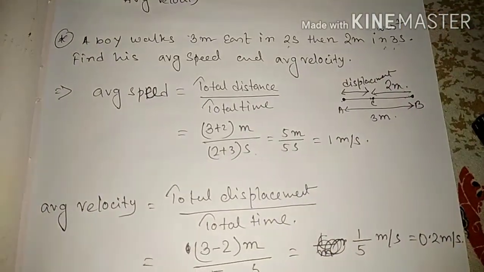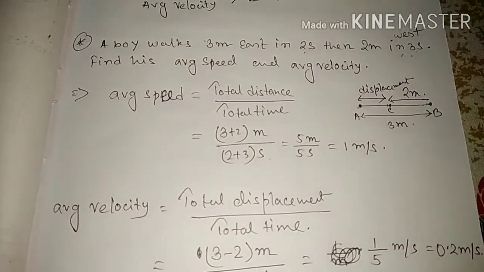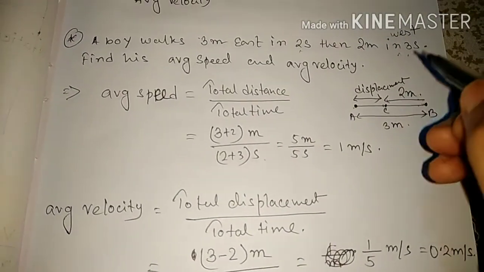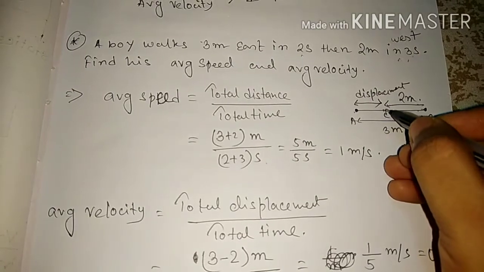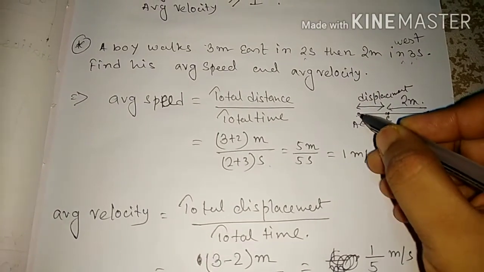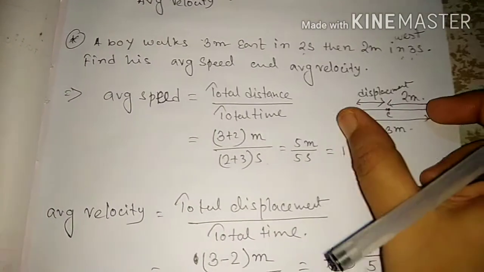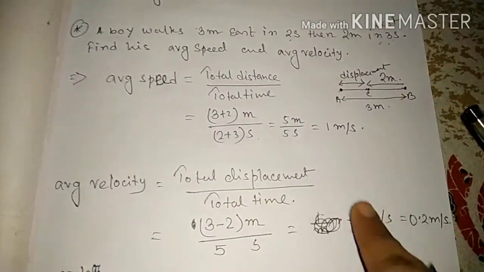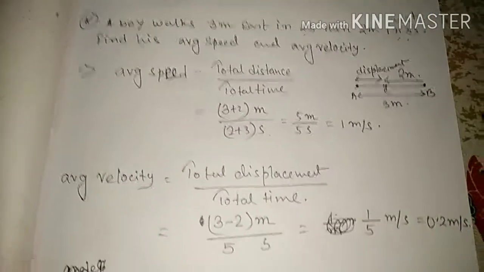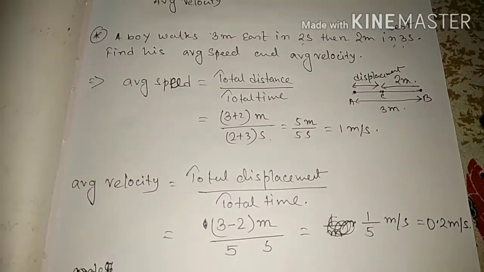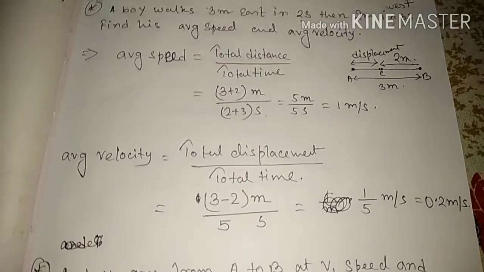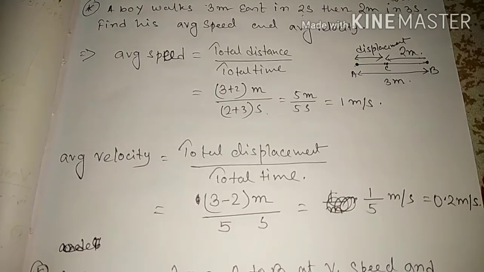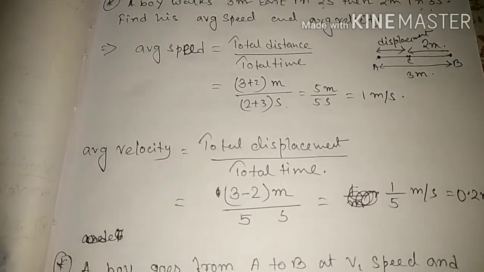Again the average velocity also 1, but no. Displacement means the shortest distance between 2 points, and 2 points means initial and final. For this case, final point is C and initial point is A. So what is the distance between them? This is 3, this is 2, so this is 1. So 1 by total time 5, 1 by 5 meter per second, that is 0.2 meter per second. Understand? So when you calculate the displacement, keep it in your mind. You always take the distance between 2 points, that is the initial point and the final point, the shortest distance between the points.